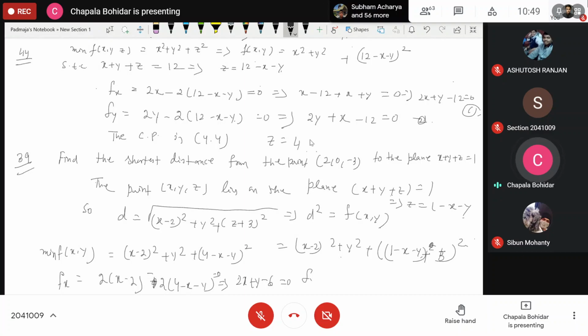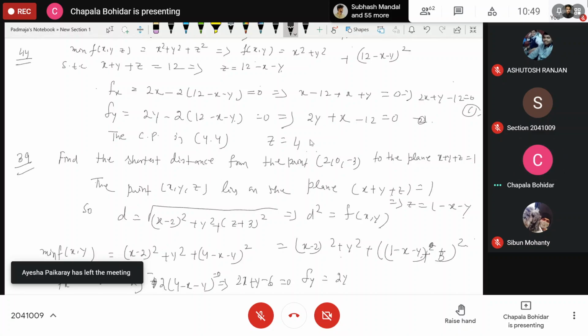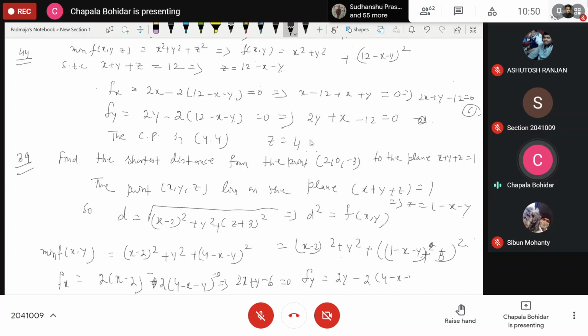And fy is equal to 2y, then also minus 2 into (4 minus x minus y). If you take common 2, we get 2y plus x, 2y plus 6 minus 4 equal to 0.